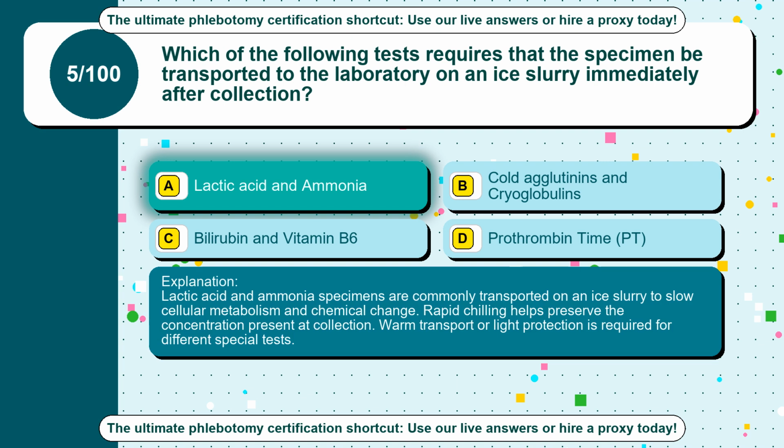Lactic acid and ammonia specimens are commonly transported on an ice slurry to slow cellular metabolism and chemical change. Rapid chilling helps preserve the concentration present at collection. Warm transport or light protection is required for different special tests.